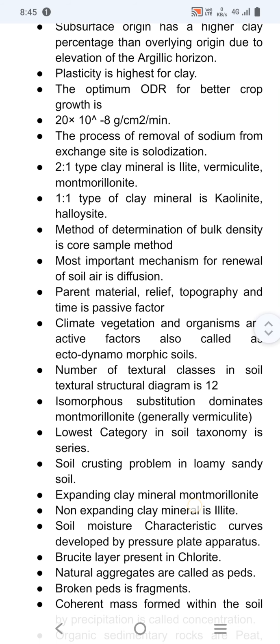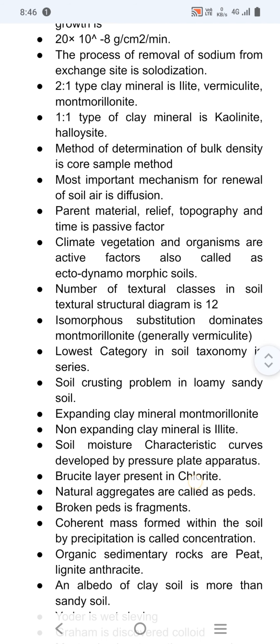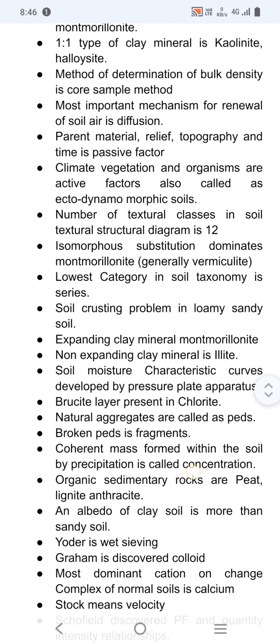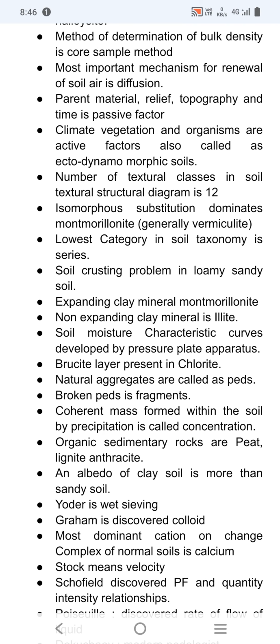Method of determination of bulk density is the core sample method. The most important mechanism for renewal of soil air is diffusion. Parent material, relief, topography and time are the passive factors. Climate, vegetation, organisms are the active factors, also called ectodynamomorphic soils. The number of textural classes in the soil textural diagram is 12. Isomorphous substitution dominates in montmorillonite, generally vermiculite.